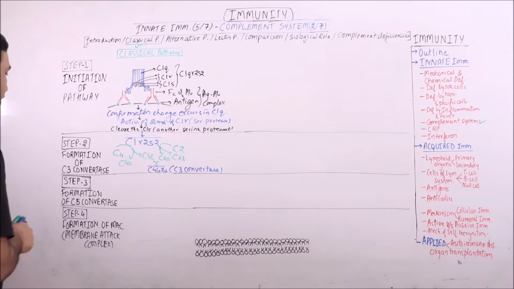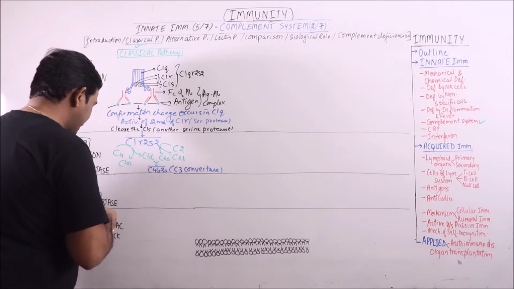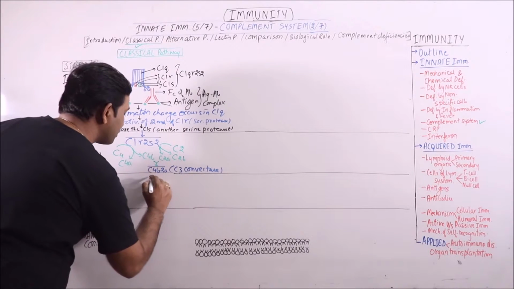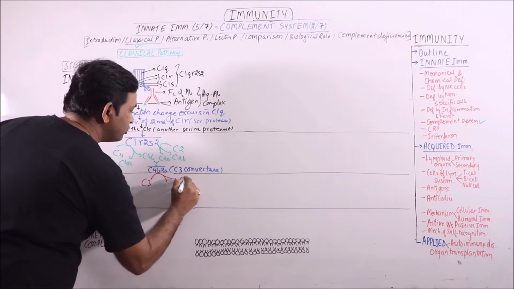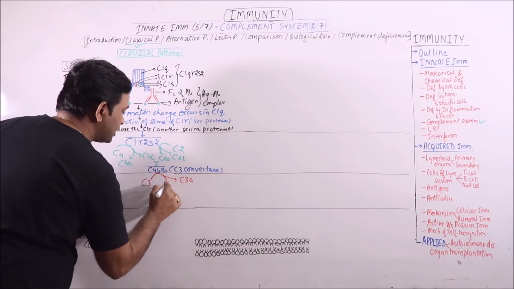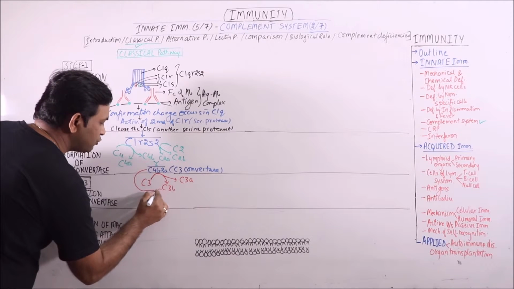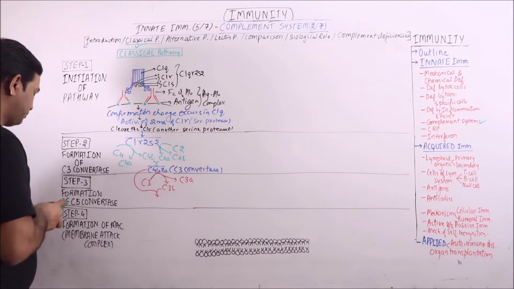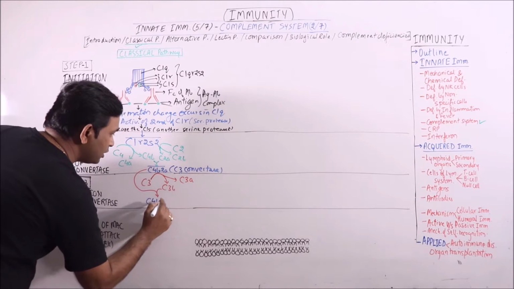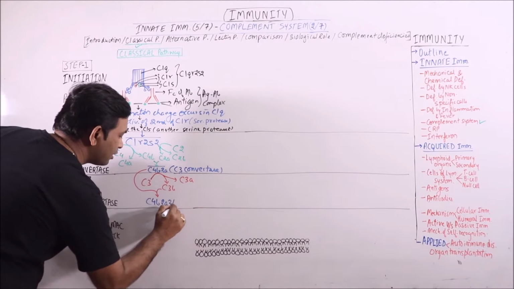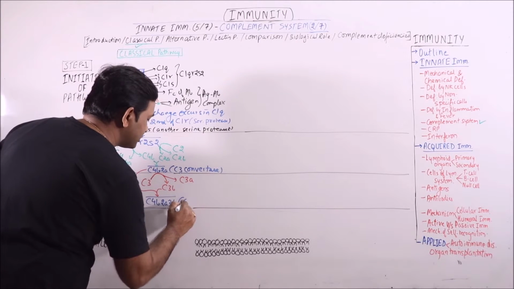Now this C3 convertase will result in formation of C5 convertase. How? It is C3 convertase, so it will convert the C3, that is complement 3, into C3A, that will be released, and C3B. So this C4B2A complex with C3B will form C4B2A3B complex, and this is known as C5 convertase.